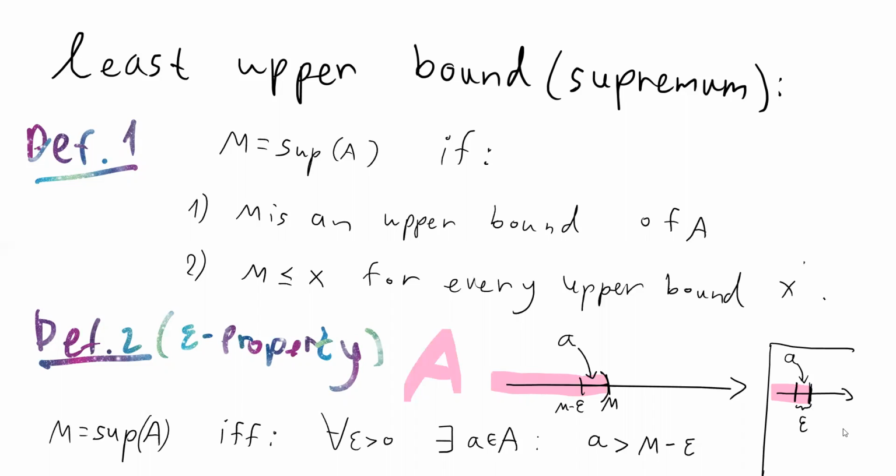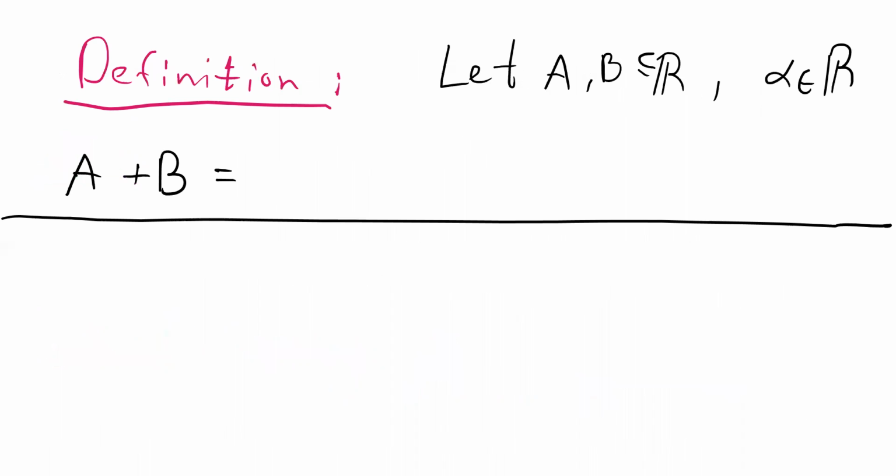We'll use this to prove the following statement. First, we'll define what it means to be a sum of two sets. A sum of two sets is a set whose elements are a sum of an element from the first set and an element from the second set. Or in other words, the set of all the elements of the form A plus B such that A is in A and B is in B.